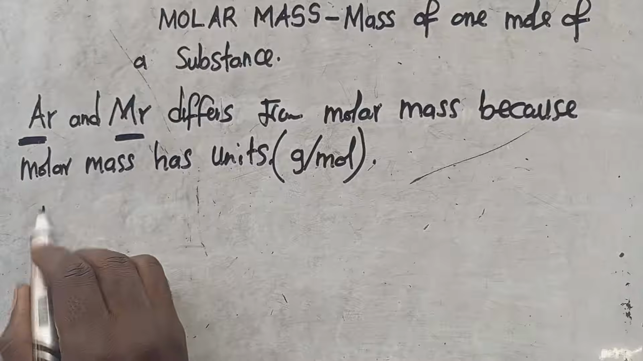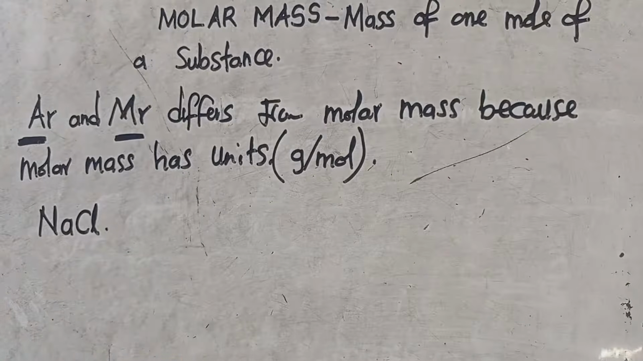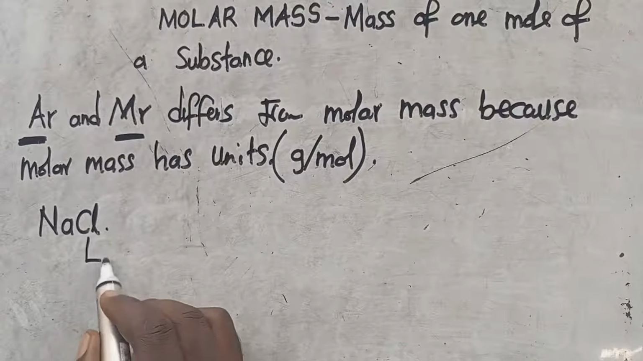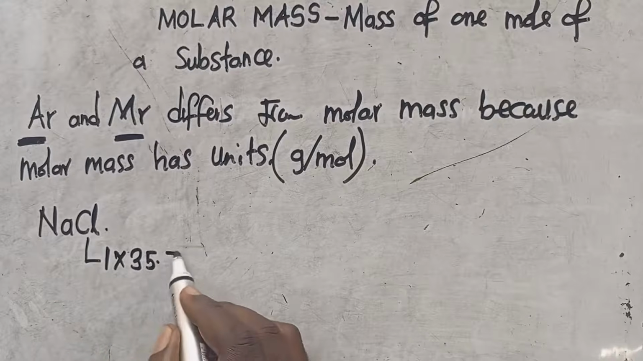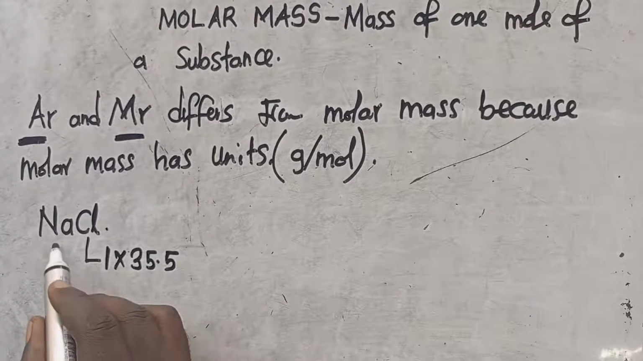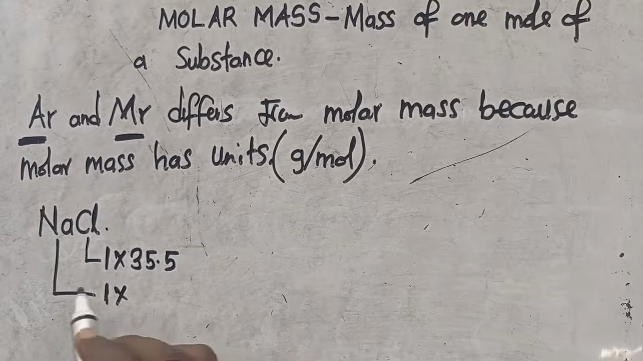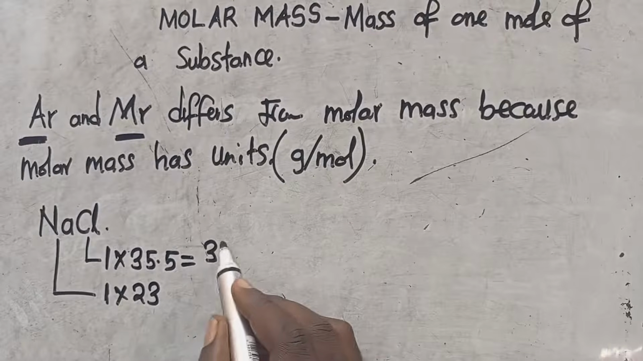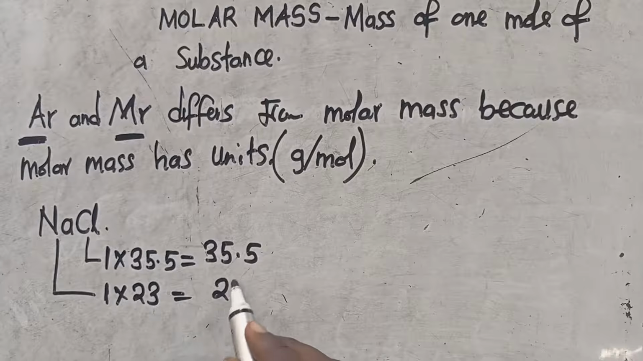For example, you are given sodium chloride. Sodium chloride is like this. So what do you do? You say how many atoms? 1 times mass number 35.5. So this one is sodium. 1 times what is the mass number? 23. So when you add there, 35.5, and this one here is 23.